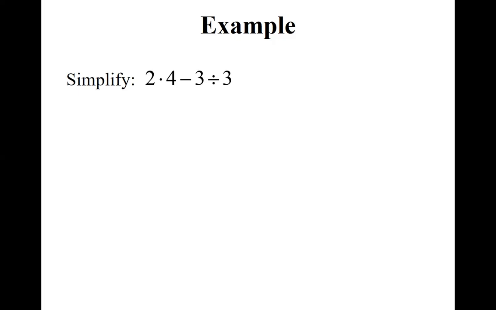So from left to right, the first thing we hit is 2 times 4. So do the 2 times 4. That becomes 8. Copy the rest down. Then we have 8 minus 3 divided by 3 from left to right. We're still on multiplication and division. We would divide 3 divided by 3. So 3 divided by 3 is 1. Copy the rest down. Finally, 8 minus 1 is all we have left. 8 minus 1 is 7.